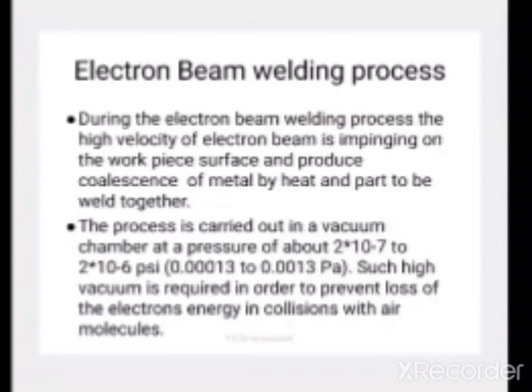The process is carried out in a vacuum chamber at a pressure of about 2 into 10 raised to minus 7 to 2 into 10 raised to minus 6 psi. Such high vacuum is required in order to prevent loss of electron energy in collision with air molecules.